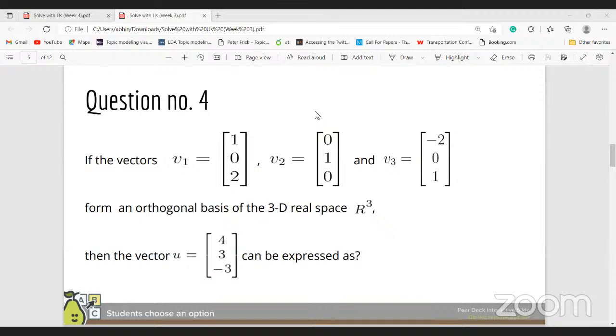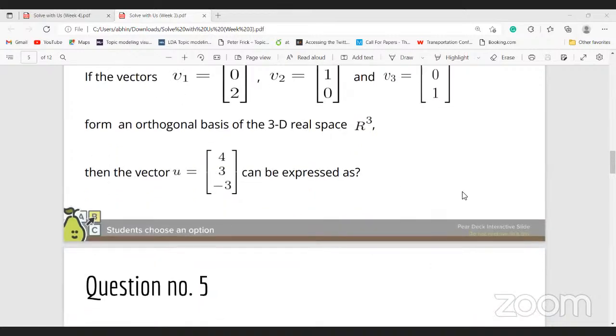Got the approach? Those who have got it wrong, maybe I will be randomly asking Kirti. So those who have solved C2 equal to 3 and then C1 minus 2 C3 equal to 4 and 2 C1 plus C3 equal to minus 3 are right.